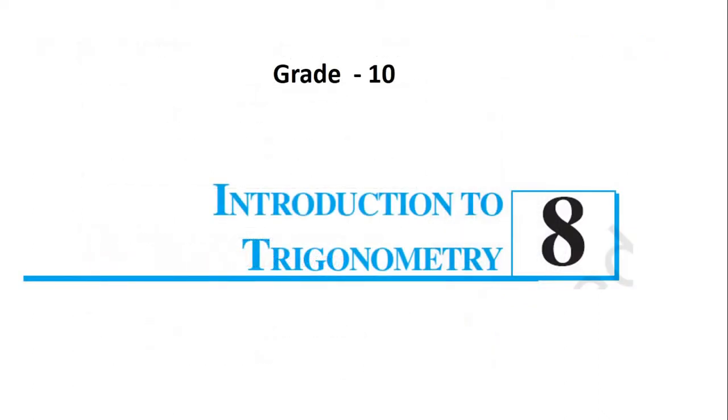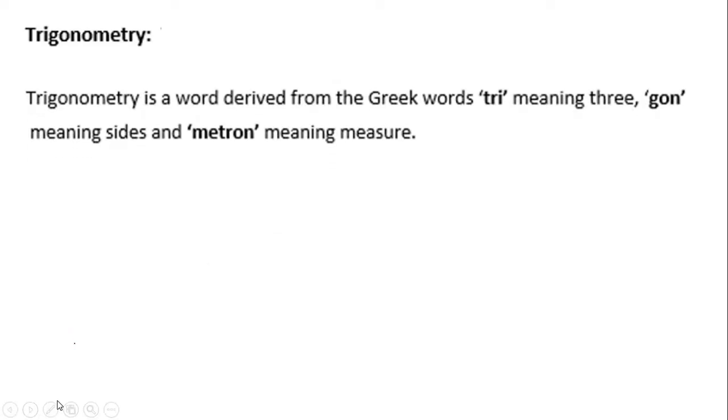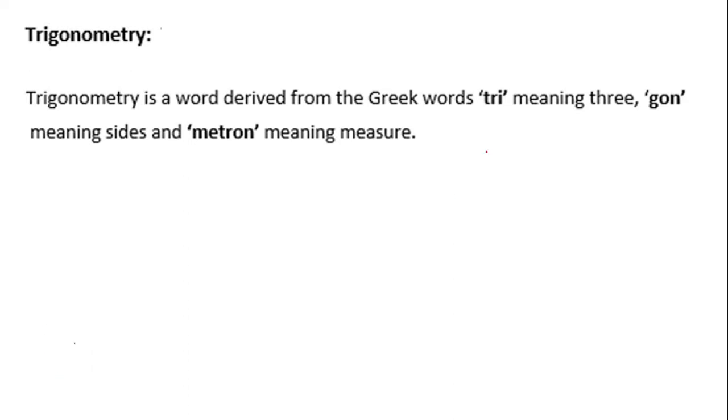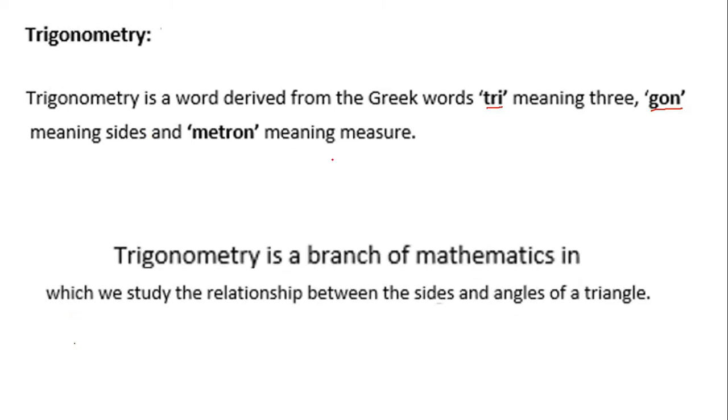So let's start our topic, Introduction to Trigonometry. First I would like to explain to you the word trigonometry. Trigonometry is a word derived from the Greek words tri, gon and metron. Tri means 3, gon means sides and metron means measure. So trigonometry is a branch of mathematics in which we study the relationship between the sides and angles of a triangle.